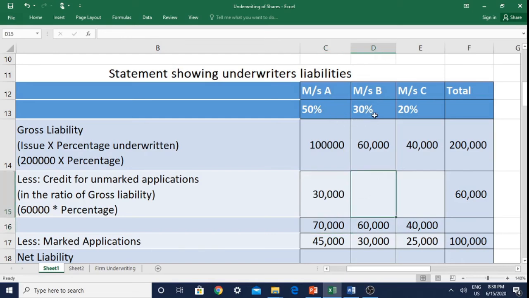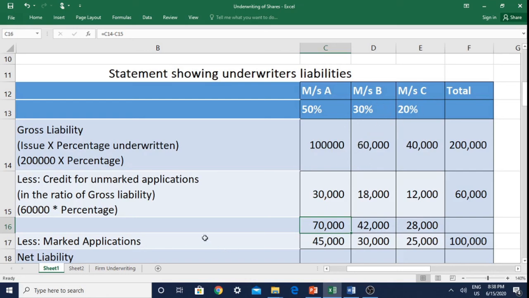It is 5:3:2. So next, for B, we have 60,000 into 30%. So that gives you 18,000. And the next one, we have 60,000 into 20%, right? So we get 12,000. When you add this, you should get 60,000. Now next, we have to deduct: 1 lakh minus 30,000 gives you 70,000. And we have to do the similar calculation for B and C.